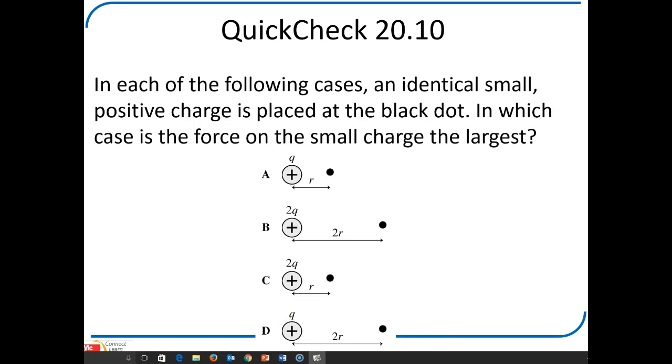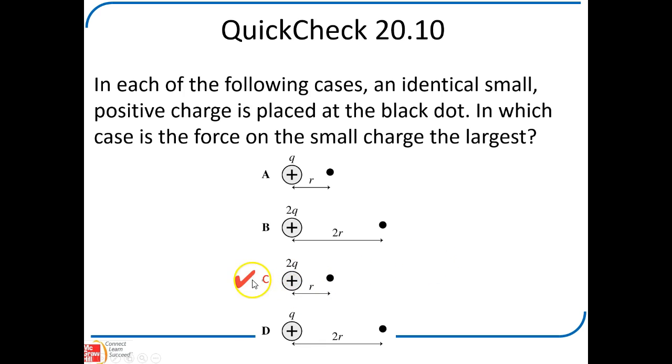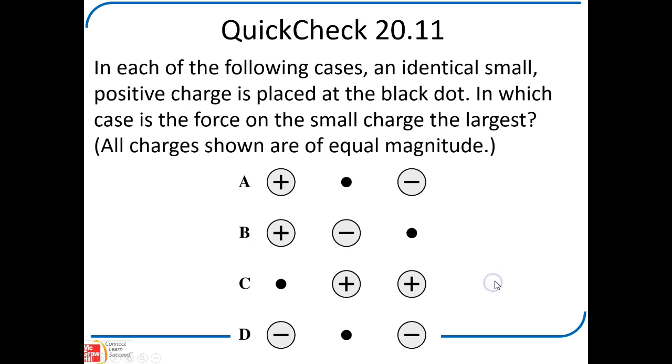So let's take a quick look at Quick Check 20.10. It says, in each of the following cases, an identical small positive charge is placed at the black dot. Those charges are all the same. In which case is the force on the small charge the largest? We want a small distance and the biggest force, so it looks like C would be our answer. If we do a quick check, this one has the smallest distance between the two and the largest charge between the two. And so our answer is C.